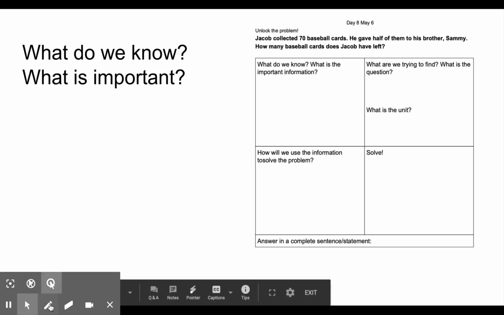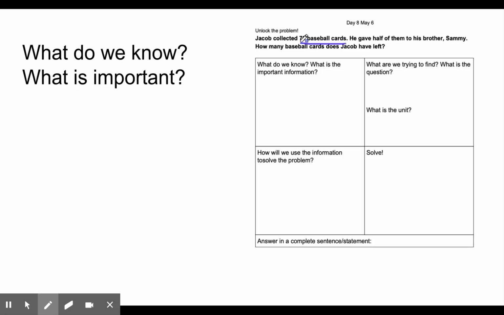What do we know? We know that Jacob has 70 baseball cards, but that he gave half of them away. Write that down in the first box. When you're done, come back.